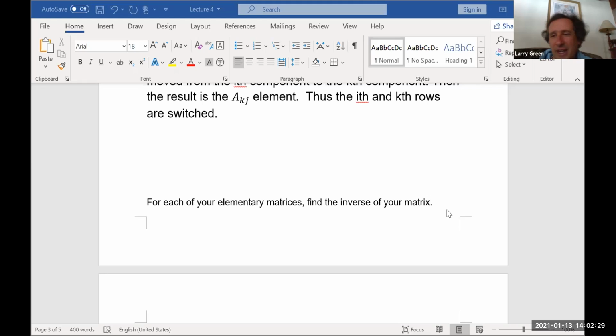The first one shouldn't take more than 10 seconds. The second one shouldn't take more than 10. The third one might take a minute, a little bit longer, but not much, maybe 30 seconds.